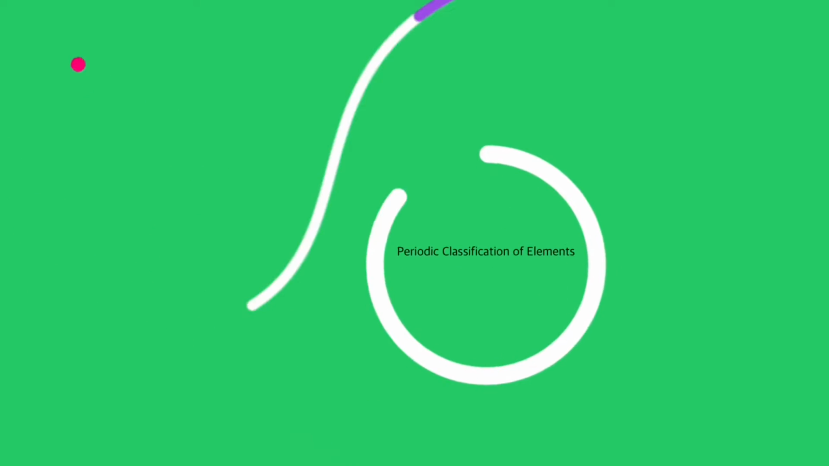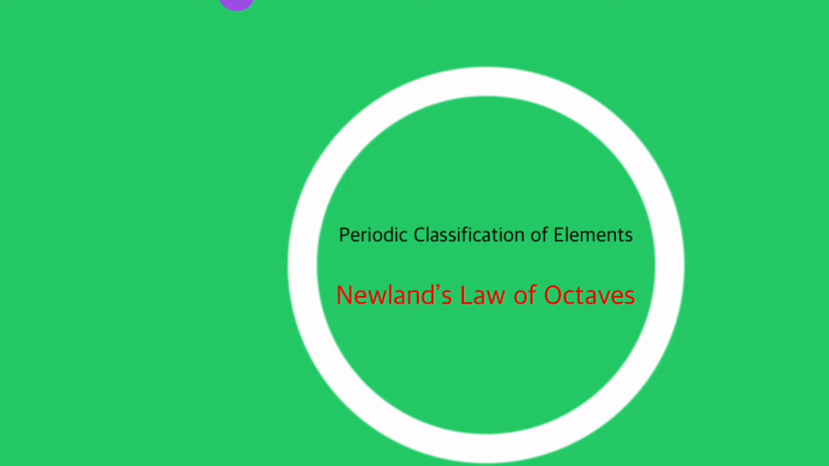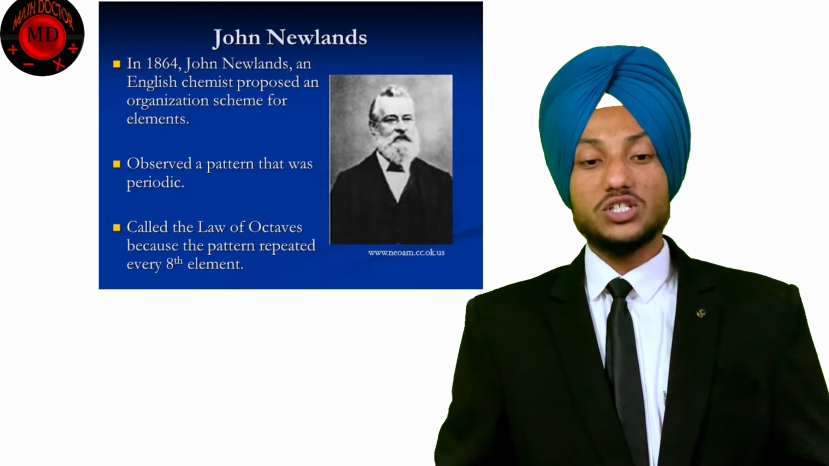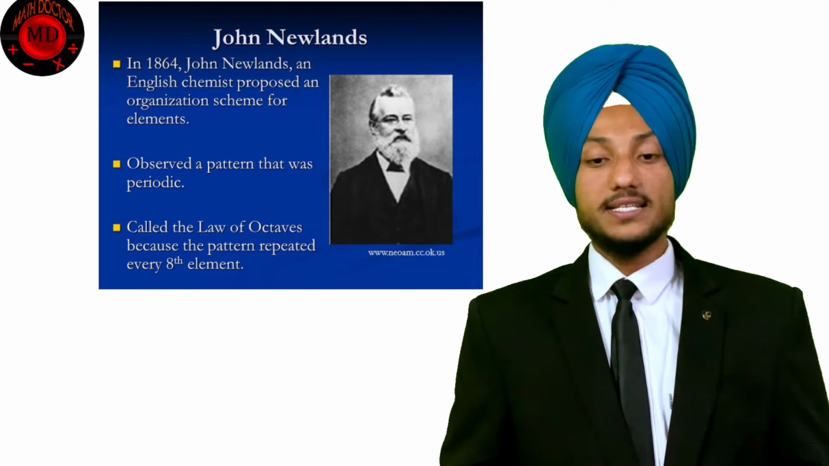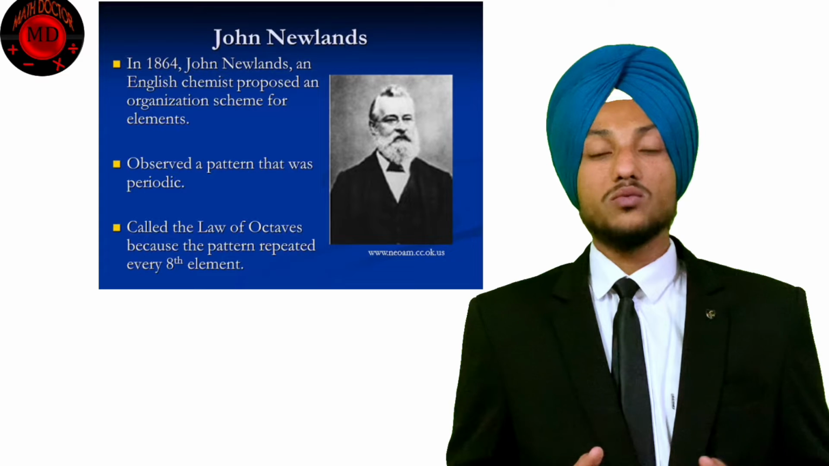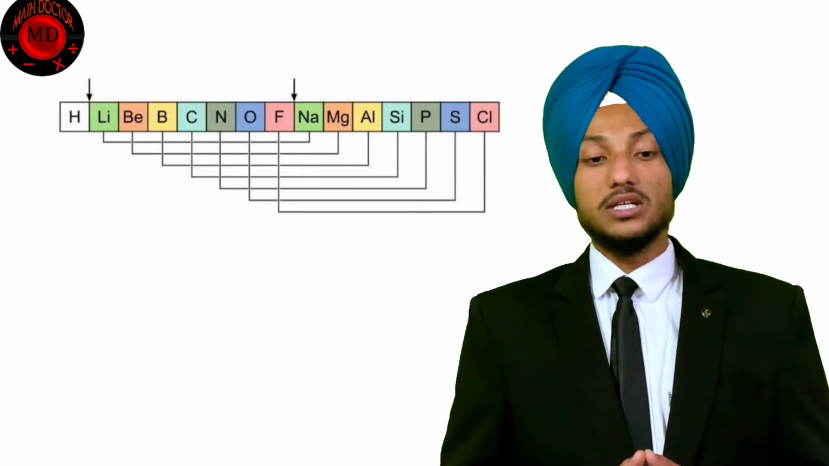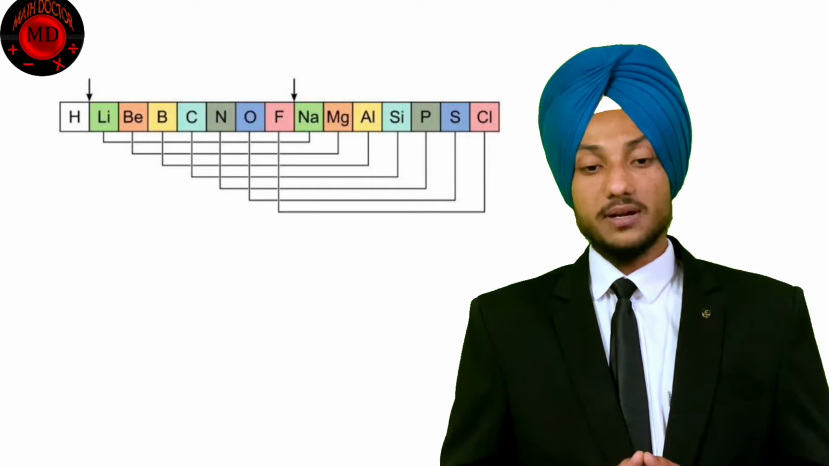Hey, let's begin with Newland's law of octaves. In the year 1864, Newland arranged the known elements in the order of increasing atomic masses and found that the properties of every eighth element are similar to the properties of the first element. Based on this observation, Newland gave his law of octaves for the classification of elements.